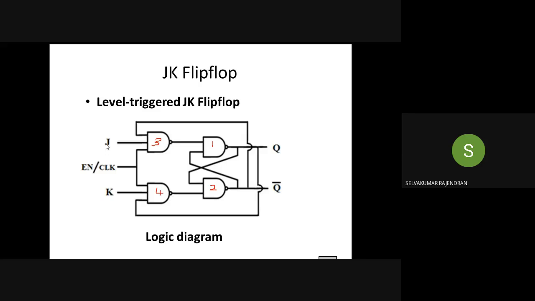Instead of S, we are having input J. Instead of R, we are having K. All other things are the same. So that's why we say that JK flip-flop acts as SR flip-flop, without one limitation. When you are applying logic 1 on both inputs, the output of JK flip-flop will be the complement of the previous state values. Except for these two differences, JK and SR are both the same.